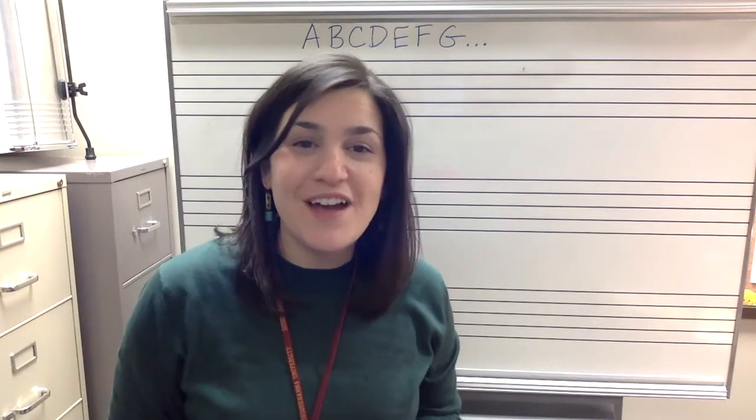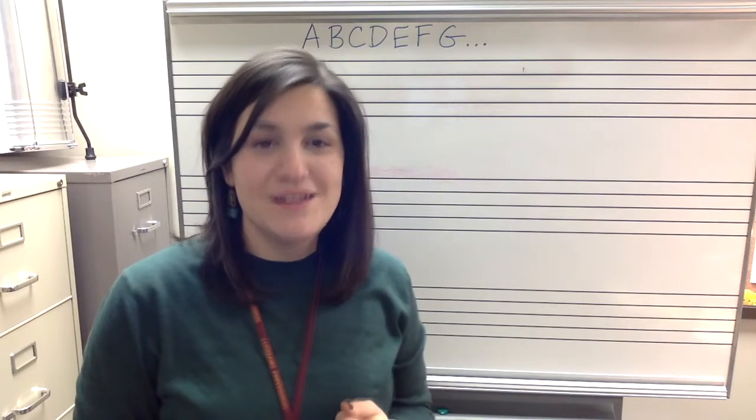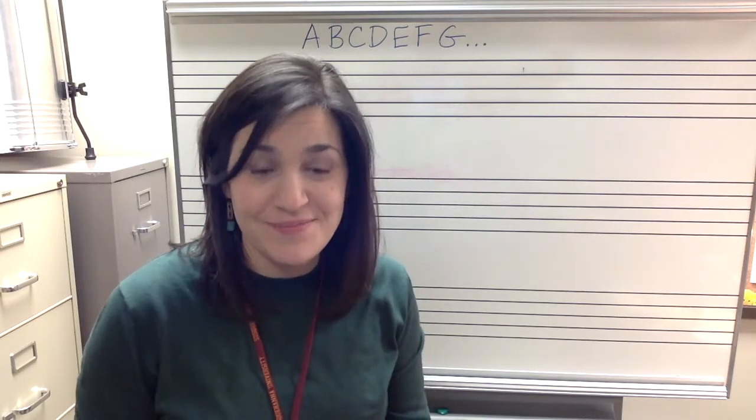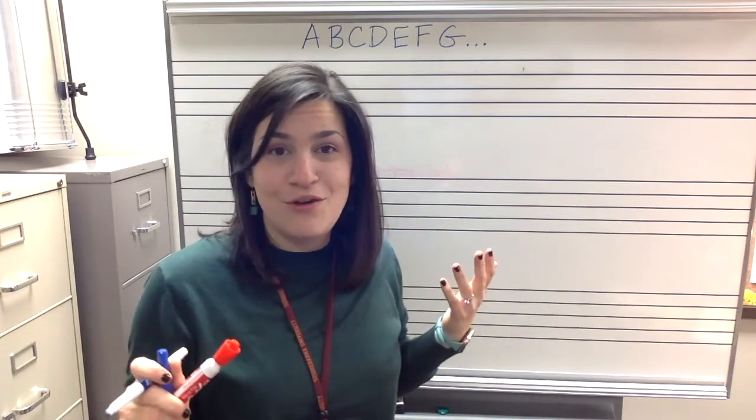On the board over here, I've written the letters in our music alphabet. Our music alphabet has 7 letters, A, B, C, D, E, F, G. After G, we can just keep going and the music alphabet starts over again.